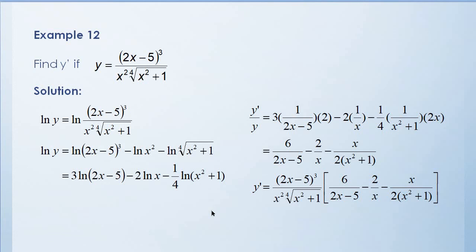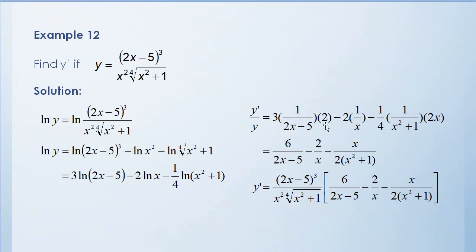So differentiate ln y, we'll get y prime divided by y, or dy/dx divided by y, equal to, differentiate the whole terms here. 3 ln(2x minus 5), we'll get 3 as a constant, take it out, differentiate ln(2x minus 5), we'll get 1 divided by (2x minus 5).